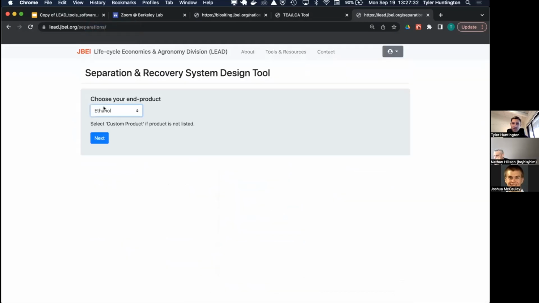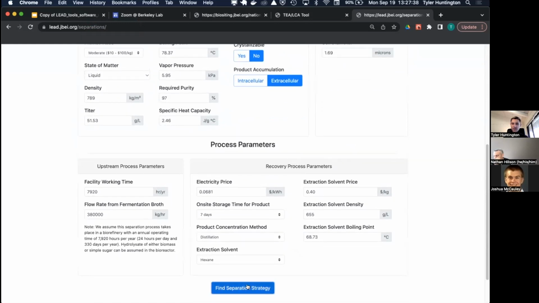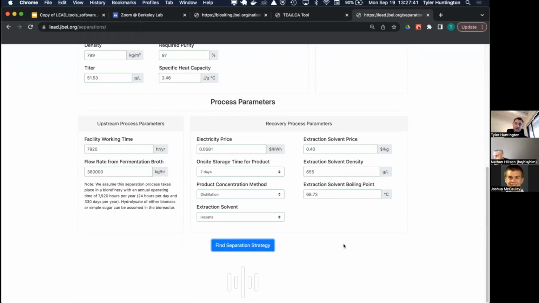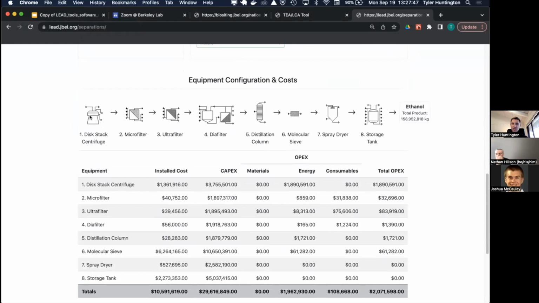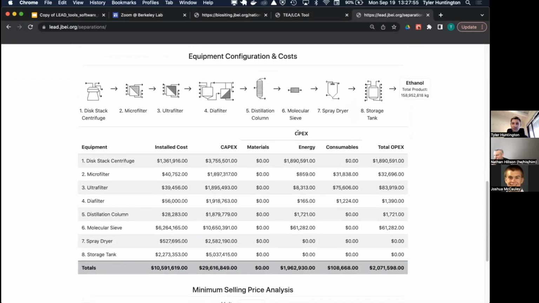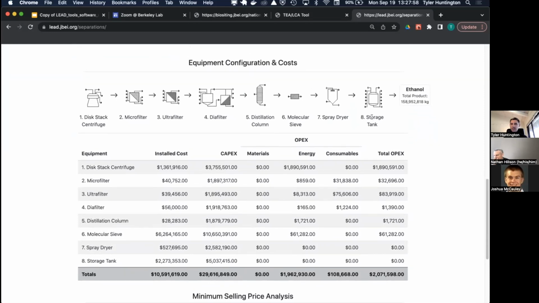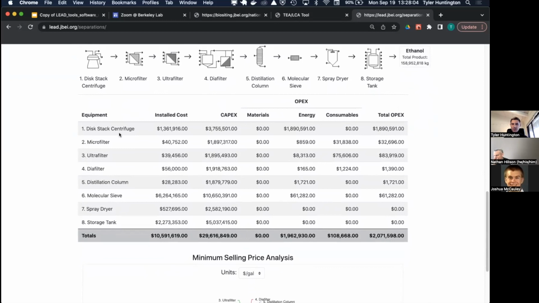For now, I'll just show you what it looks like when you run for a built-in product such as ethanol, where all of the defaults are filled out for you. You ask it to find a separation strategy. It will think and then give you this flowchart of the equipment units in sequence that you would want, or one version of a system that would work for you and based on our algorithm would suit your needs. And along with that equipment, you would get estimates of the installed cost, the capital expenditure, and then the operating costs broken down by each equipment unit.